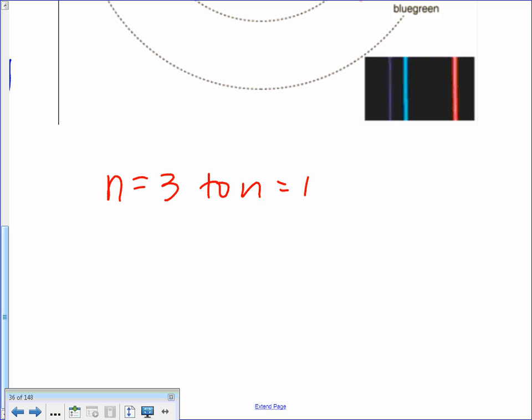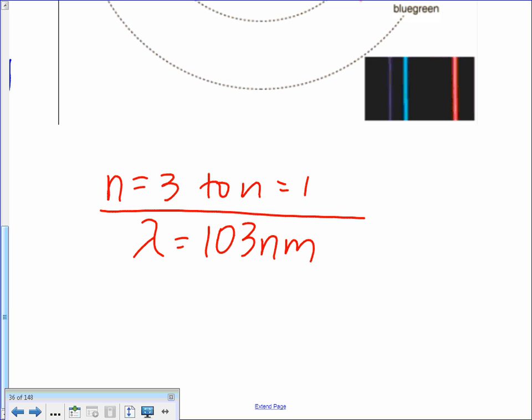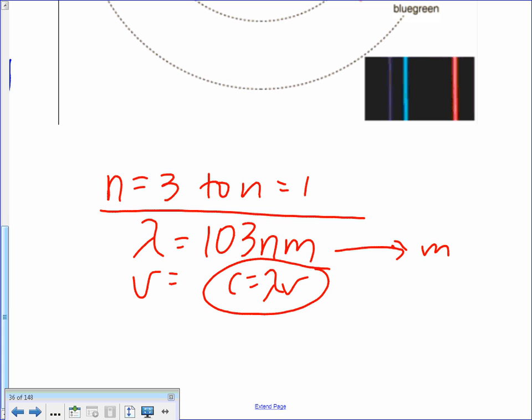I could say, what's the frequency, what's the wavelength, and what's the energy? So can you guys tell me right now what the wavelength is? You just told me. 103 nanometers. Okay? And if I asked for the frequency, what equation would you use? Speed of light one, c is equal to lambda times frequency, and you'd be plugging this in here, but what would you do first? Change it to meters, right? You'd have to change that to meters first and then put it in there.